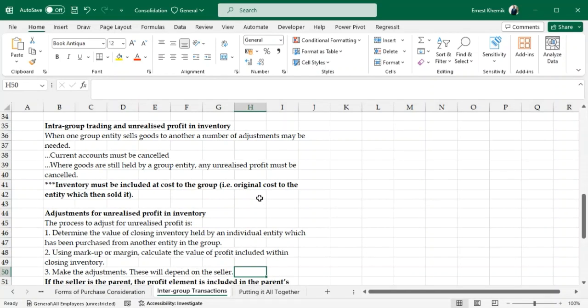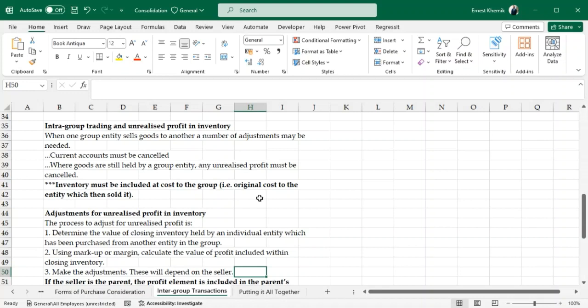So now let's talk about the unrealized profit element. When one group entity sells goods to another, a number of adjustments may be needed. Number one, the current accounts must be cancelled, as we have already seen. And then where the goods are still held by a group entity, any unrealized profit must be cancelled. So whenever inventory remains in stores by the end of the year, and that inventory was a result of intra-group trading, what we do is that we calculate the unrealized profit element on that outstanding inventory in stores, and then we eliminate it from the consolidated figures.